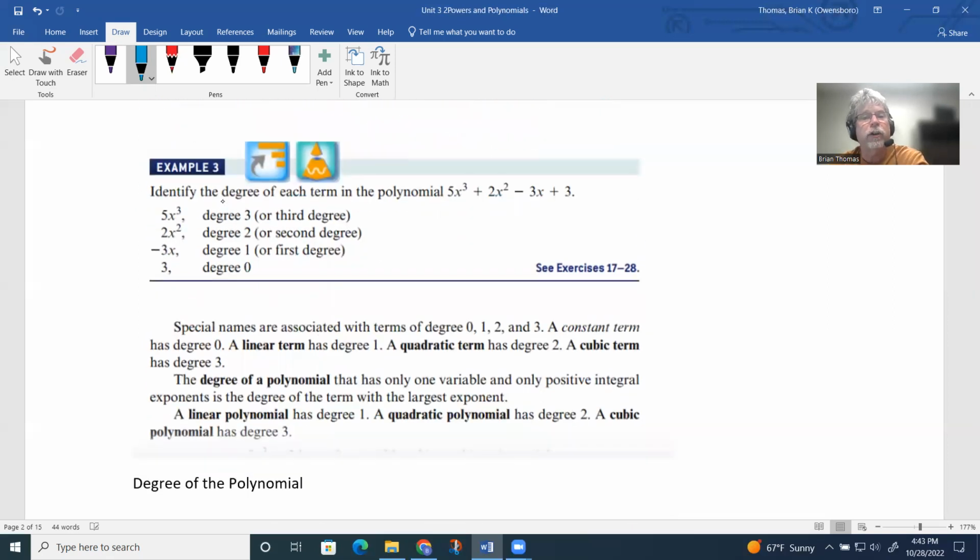So if I want to identify the degree of each term of the polynomial, what we do is I use the circle method, and I just kind of pick up on these pieces. So notice that the term 5x cubed, the exponent was a 3, so 5x cubed has a degree 3, or 3rd degree. Our next term, notice how we have this 2x squared here. 2x squared, notice how we have a power of 2, so that's going to be considered a 2nd degree term. Negative 3x, remember, x has an exponent of 1, so that has a degree 1. And the 3 here on the end is a constant, and constants have a degree 0.